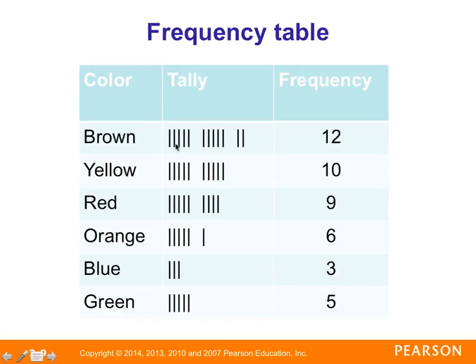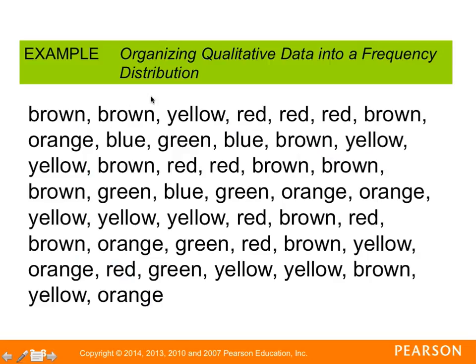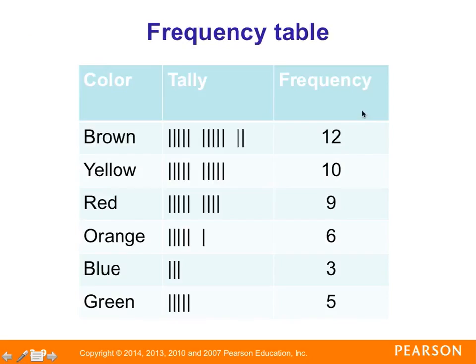And then it looks like when they were doing this, they made tally marks to keep track of each of the colors. If you're counting something yourself, this makes a lot of sense to do. Just create tally marks. And once you're done with all of your tallies, you just add up the tallies, and that gives you your frequency. So for example, if we go back, there should have been 12 brown M&Ms, 10 yellow, 9 red, and so on.